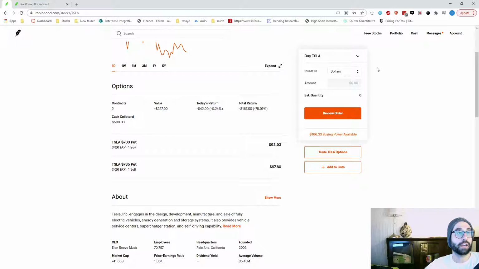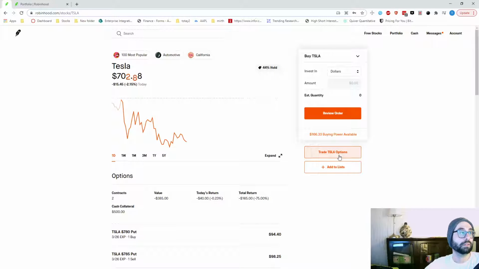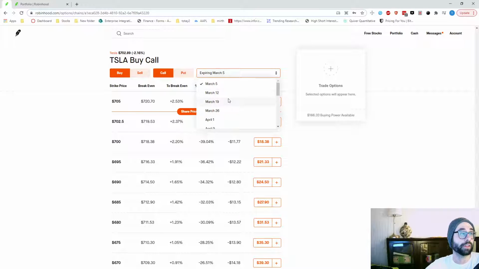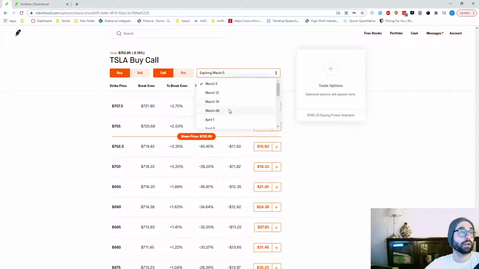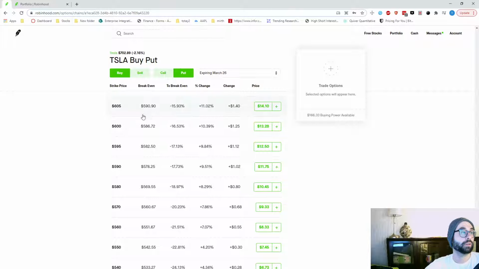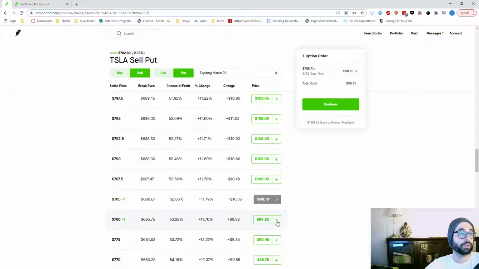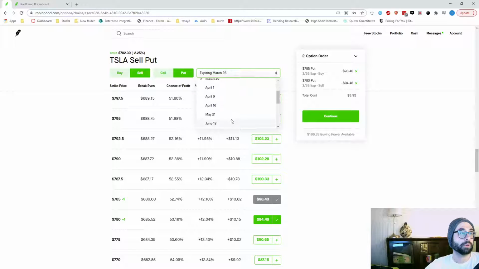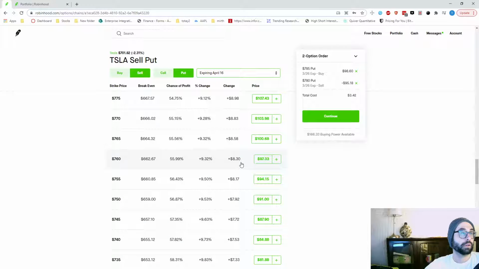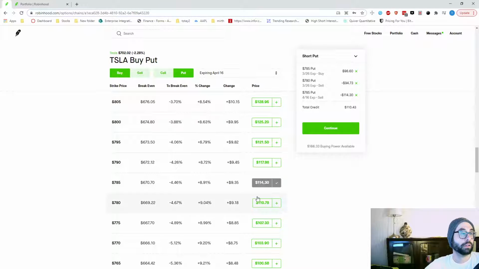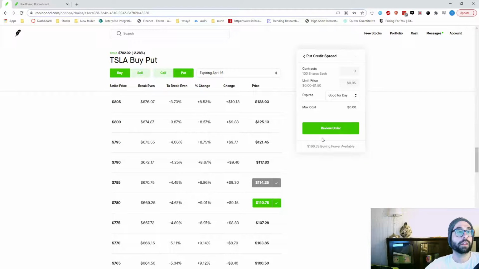Okay, now I should be able to go back to the Tesla options. Unfortunately, I have to do that all again. So this was the 26 puts. Buy, sell, move out to April. 785. Sell, buy. There we go. Okay, let's try this again.